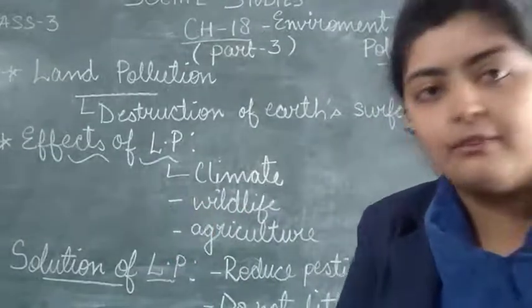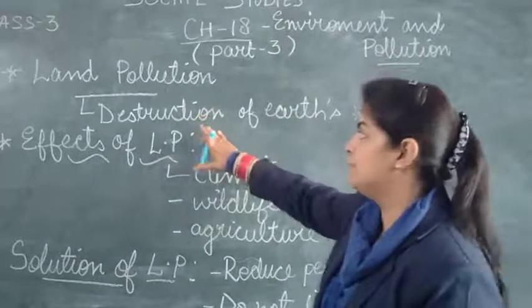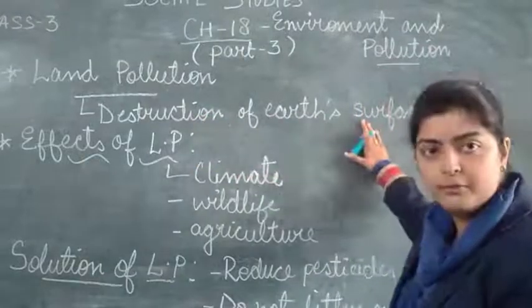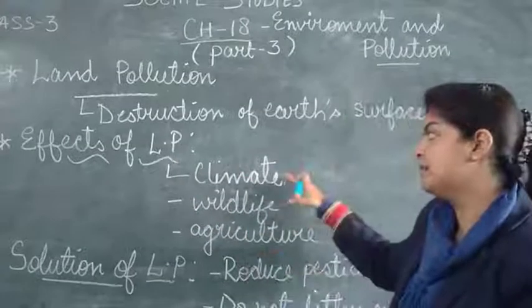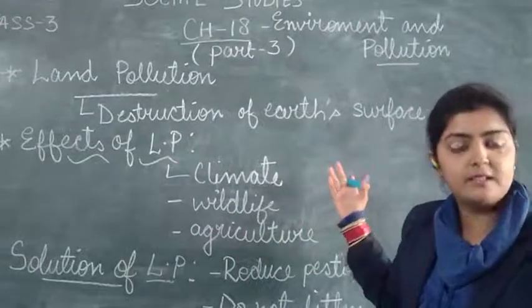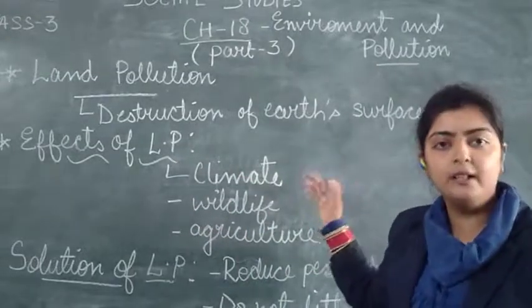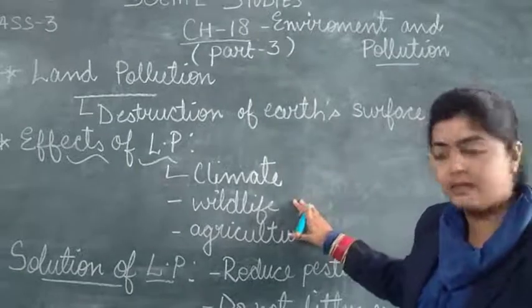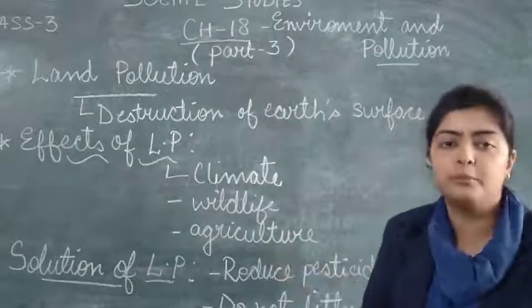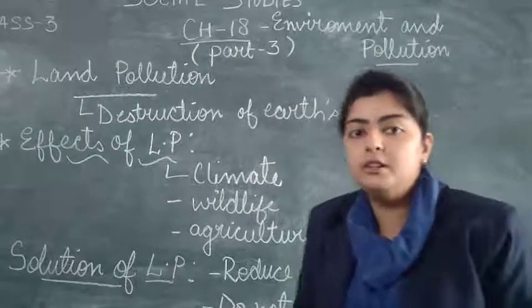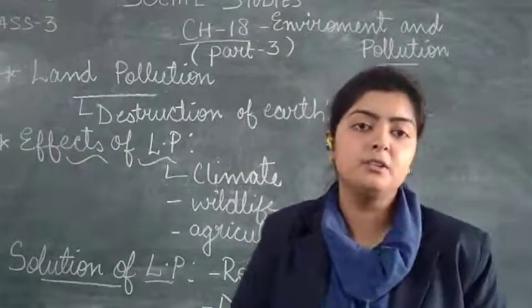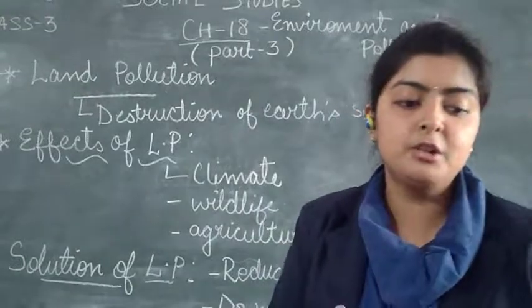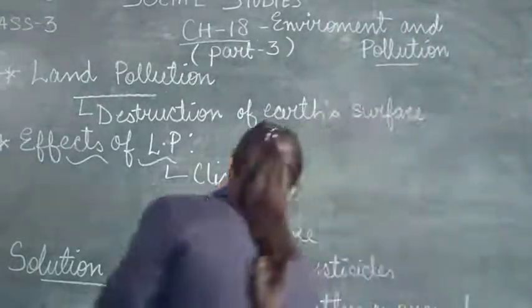Just have a quick revision. Land pollution is basically the destruction of the earth's surface. What are the effects of land pollution on us? The climate gets changed directly or indirectly, the wildlife gets affected, and agriculture is not proper. Now what are the solutions for land pollution? We should reduce the use of pesticides. We should avoid packed items.